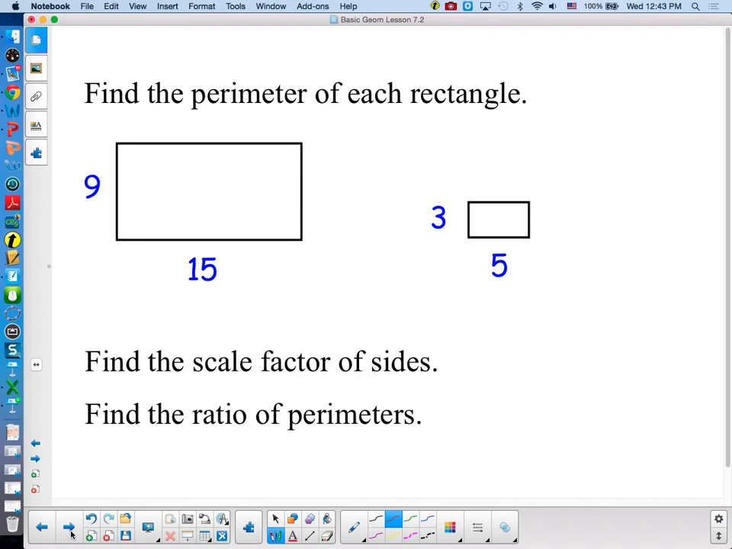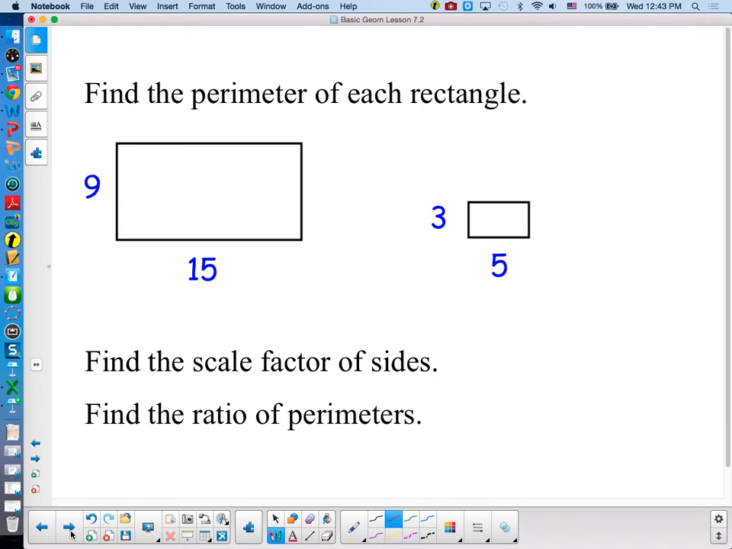Okay, now let's find the perimeter of each rectangle, because I want to see if we have a ratio of the sides, is the ratio of the perimeters the same? Let's check it out. Okay, so find the scale factor of the sides.